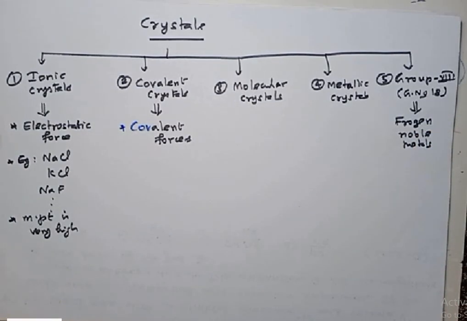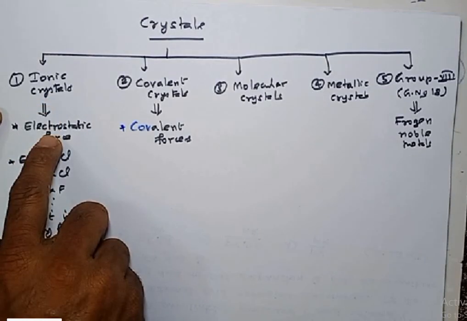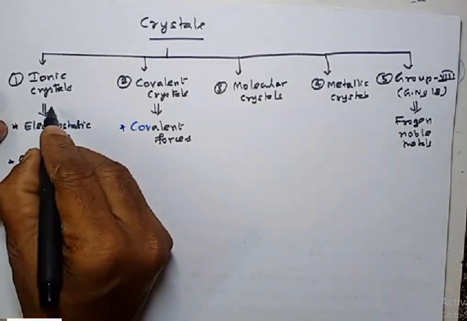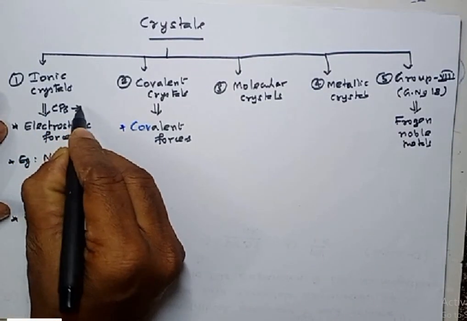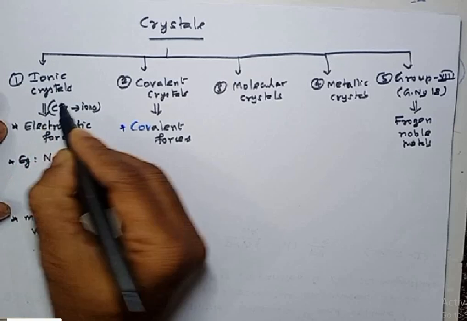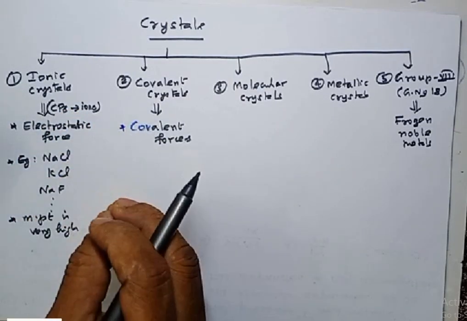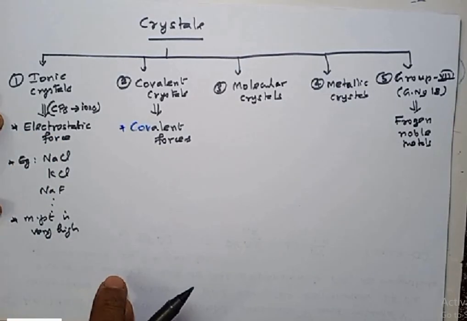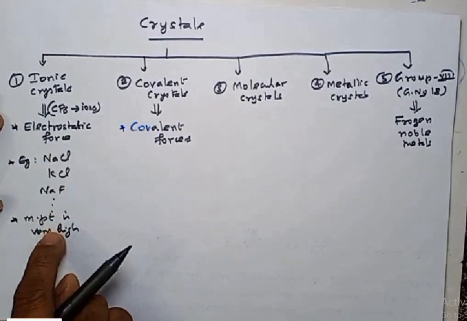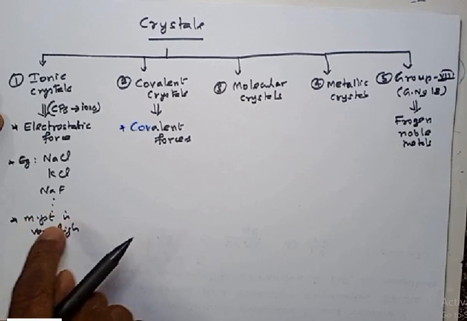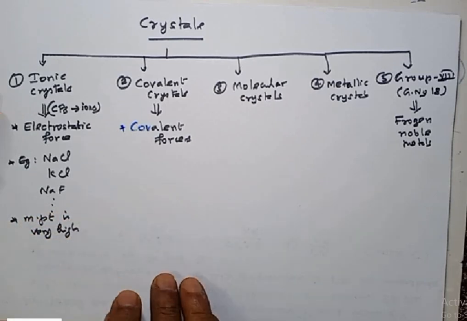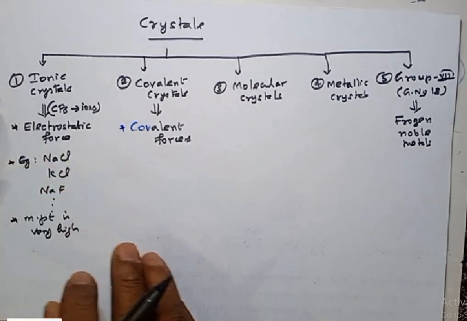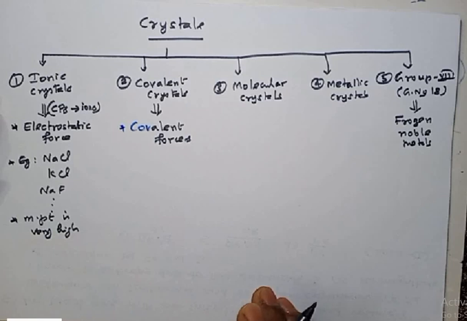Now, in ionic crystals, the constituent particles (CPs) are ions, and these ions are held together by strong electrostatic force. Because of the strong electrostatic force, ionic crystals generally have a high melting point. Then these are the examples for ionic crystals. These are all very common examples you may already know.